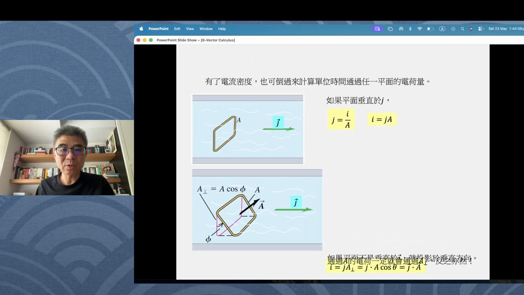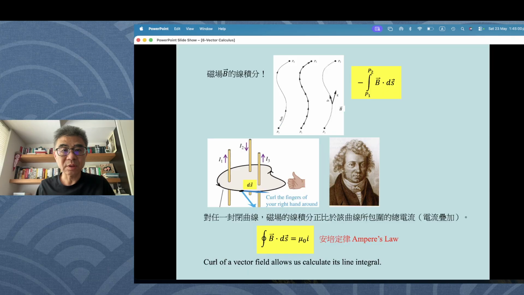Now, I'm going to move on to the next topic, which is Ampere's law. Here, we will relate the line integration to the curl of a vector field. Okay, let's take a break here.